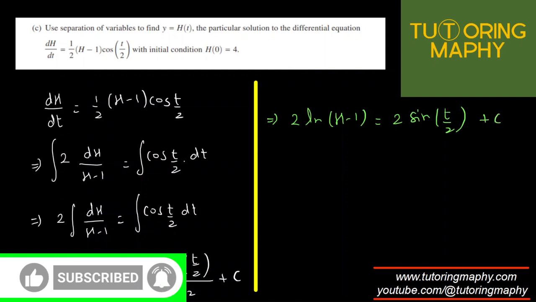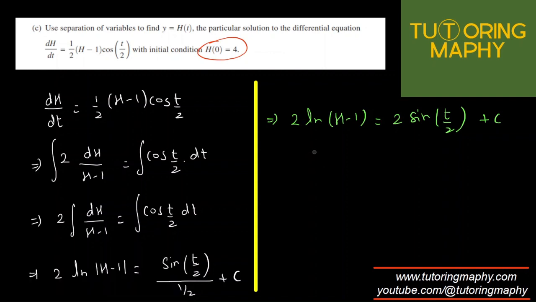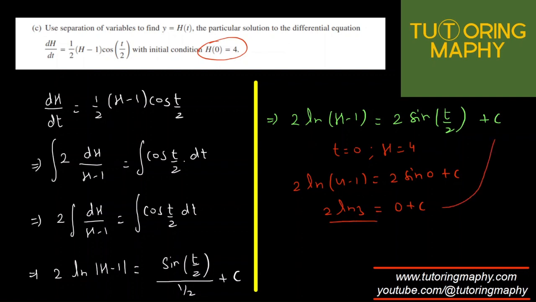And now I'm going to use the initial condition that h of 0 is 4, which means that when t is 0, h is 4. So this gives us 2 ln 4 minus 1 is equal to 2 sine of 0 over 2, plus c. So 2 ln 3, since sine 0 is 0, plus c. So I got the constant as 2 ln 3, which I'm going to substitute over here. This is going to look like 2 ln h minus 1 is equal to 2 sine t over 2 plus 2 ln 3. Although we have solved this, they are not really a big fan of this form because they want h to be isolated.